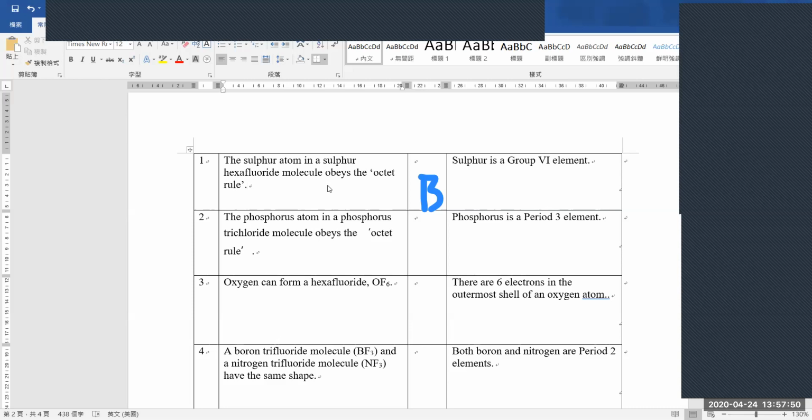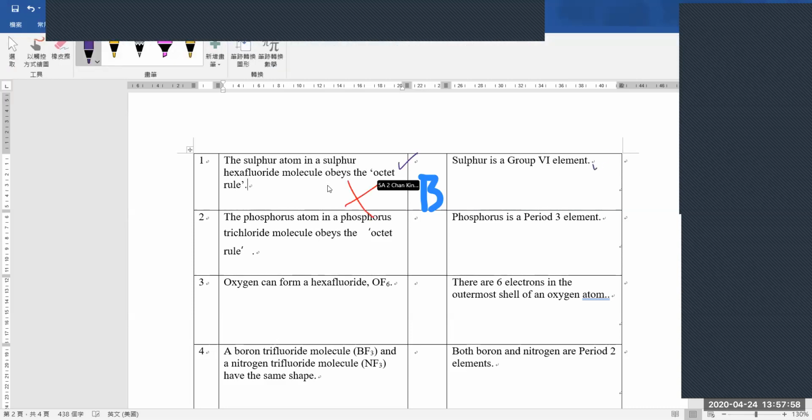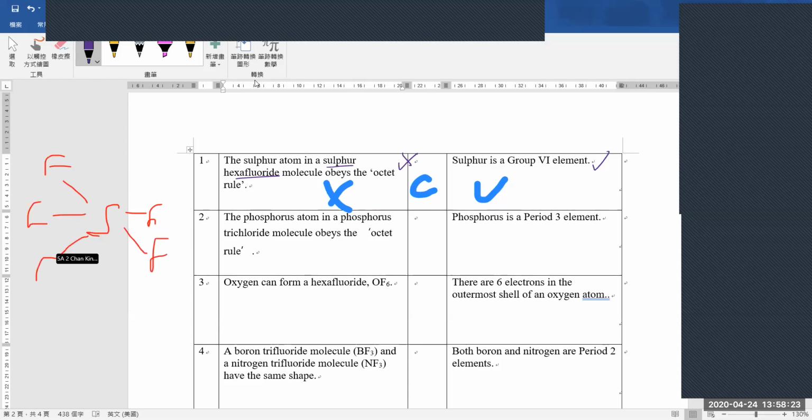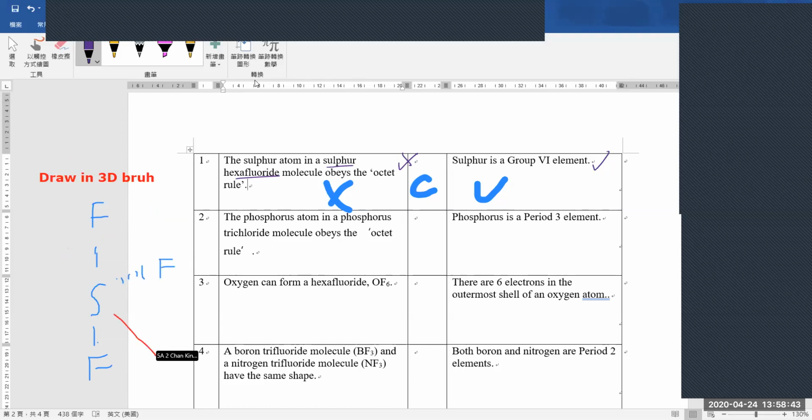Sulfur atom in the sulfur hexafluoride obeys octet rule. You mark it as B, which means this one is tech. What is meant by sulfur hexafluoride? Which level are you aiming at? 5-star again? You have just got one year left. It's time to pick up all those chemistry terms and do some practice. Well, that means you forgot how to draw the shape.